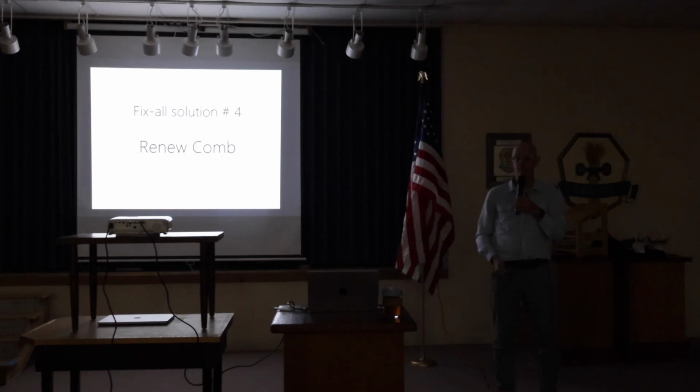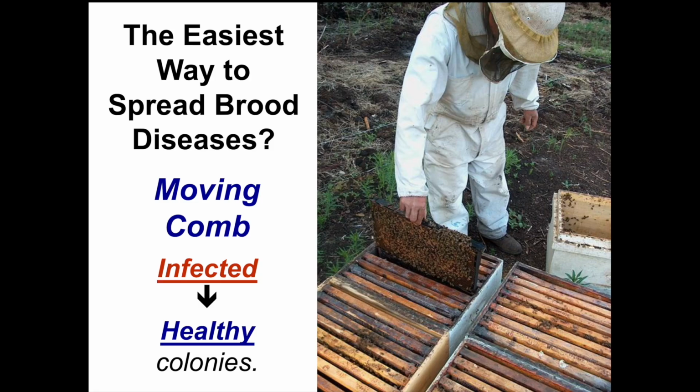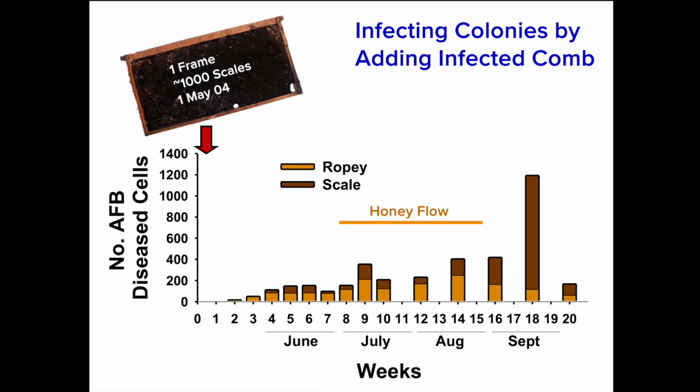The fourth one is renew your comb. The comb, I think, is the major reservoir for most of these diseases, and the easiest way to spread it is if you're making nucs or if you're making a split and you're removing infected comb onto healthy bees.